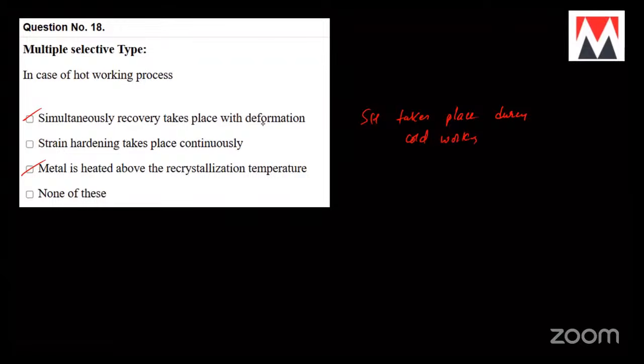I'm just writing statements. Strain hardening is also called work hardening, or cold working. More cold working will happen at lower temperatures. Simultaneous recovery takes place with deformation at high temperature. That is nothing but hot working, where the metal is heated above recrystallization temperature. So A and C is the answer.